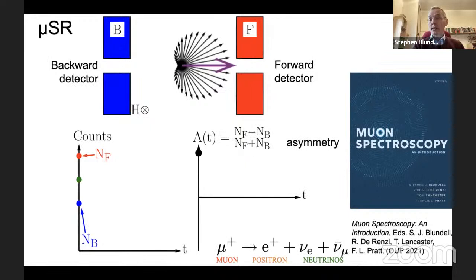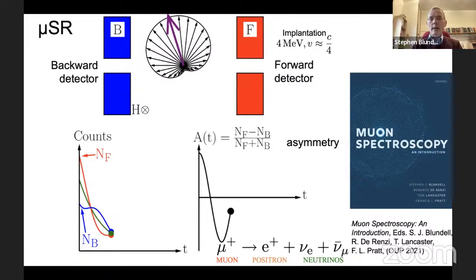If it's unlucky enough to die now at t equals zero, then we will see more counts in this so-called forward detector than we will in the backward detector, because you can see the probability distribution is strongly weighted towards the forward detector and not the backward detector. So we see more counts in the red than in the blue. The green will show us the average. But I've applied a magnetic field to this sample, and what this means is that if we let time evolve, the muon will Larmor precess. Now, what does that mean?